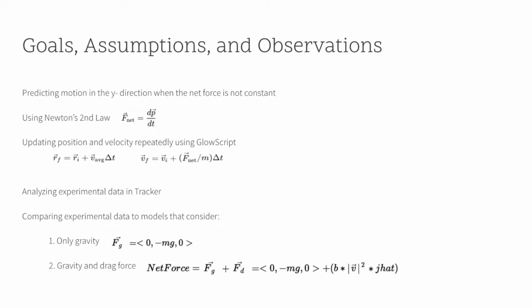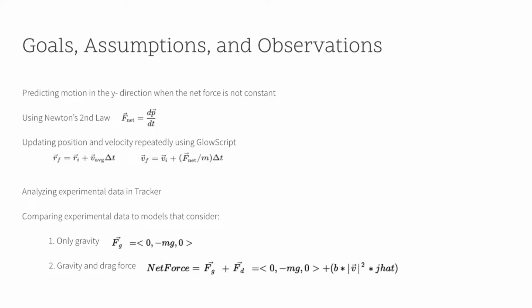One of the main goals of this lab was to predict motion in the y direction when the net force of a falling object is not constant, and to do that we used Newton's second law, also known as the momentum principle, which says that the net force is equal to the change in momentum over the change in time. We're able to derive the velocity update equation from the momentum principle, and we also use the update position formula throughout our GlowScript programs.